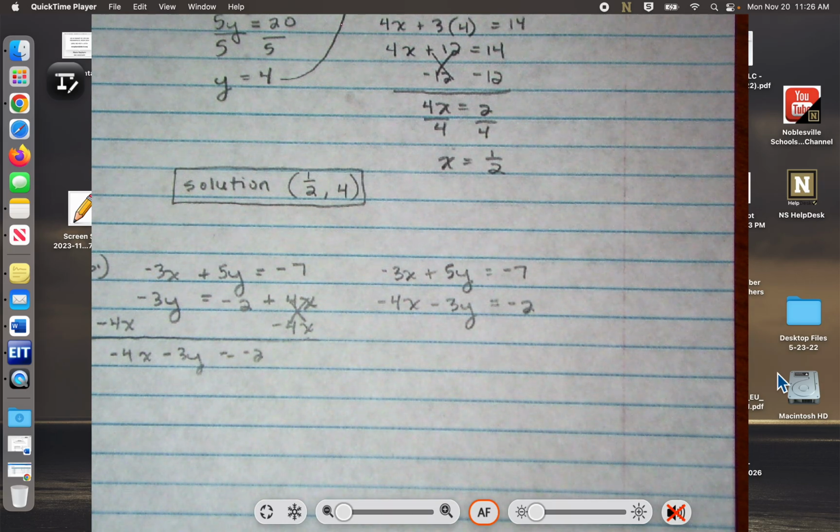Okay. So we had to rearrange. Now we have to figure out which one are we going to eliminate and how are we going to eliminate it. Who's got ideas? Remember, I want them to cancel out, right? I want to eliminate something.